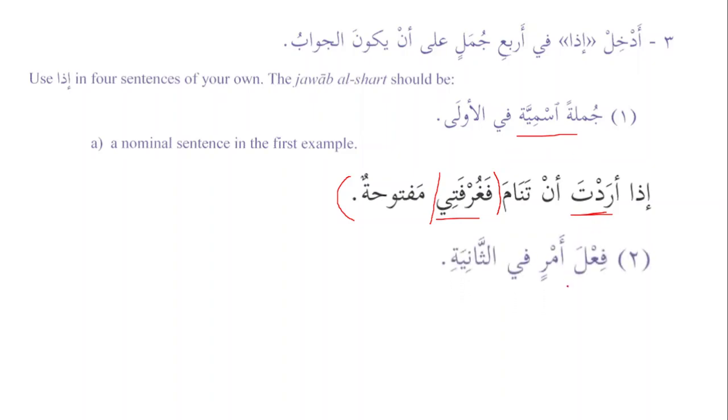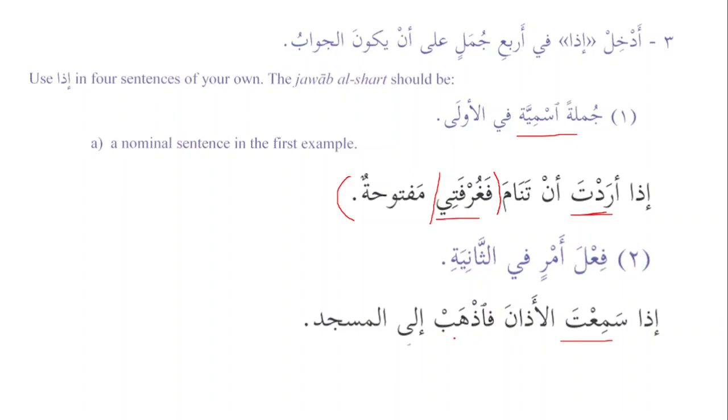Then the second one, we have to have فعل أمر في الثانية, and jawab al-shart should be فعل الأمر. إذا سمعت الأذان فاذهب إلى المسجد. إذا سمعت الأذان, when you listen to the adhan, فاذهب إلى المسجد, then go to masjid. So we can see over here, سمعت is فعل شرط, and اذهب, as we can see here, this is jawab al-shart. And why do we have fa over here? Because this is amr, this is an order, it's a command, so that's why we have fa before this. So it is إذا سمعت الأذان فاذهب إلى المسجد.